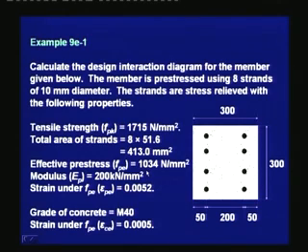The effective pre-stress is 1034 Newton per millimeter square. Modulus of elasticity EP is 200 kilonewton per millimeter square. The strain under FPE, which is epsilon PE, is given as 0.0052. The grade of concrete is M40, and the strain under FPE, which is epsilon CE for the concrete, is 0.0005. The dimensions of the section are as follows: D is equal to 300, B is equal to 300, and the distances from the edges to the center of the prestressing steel is 50.